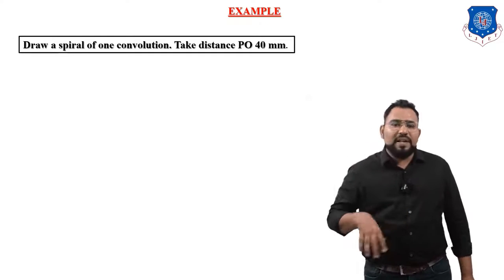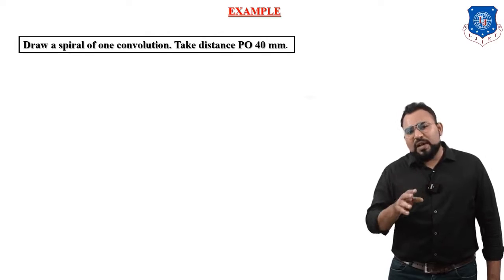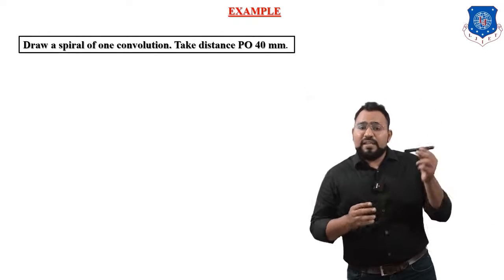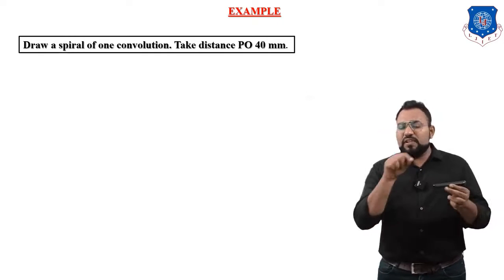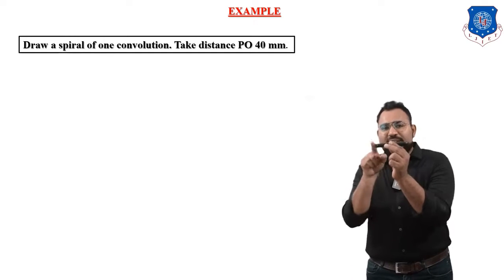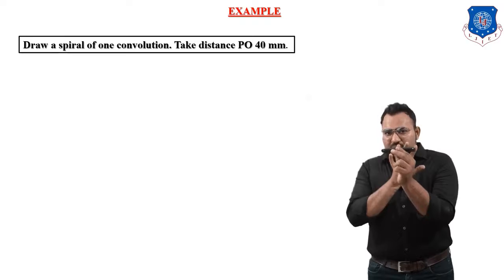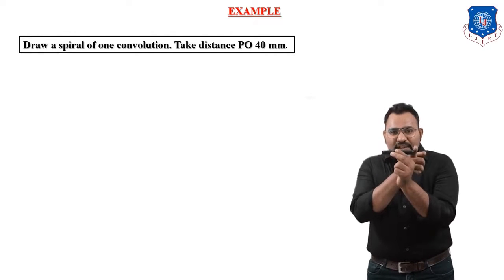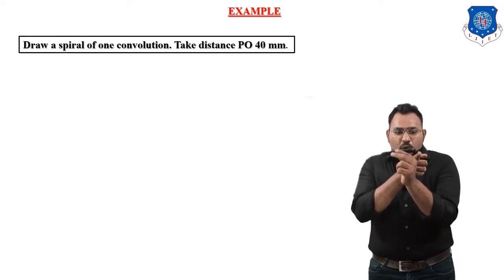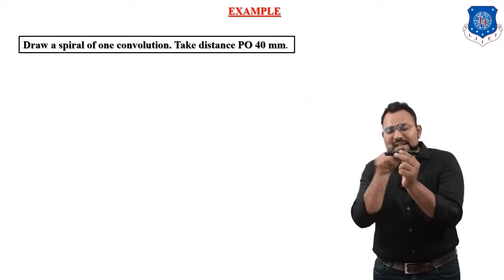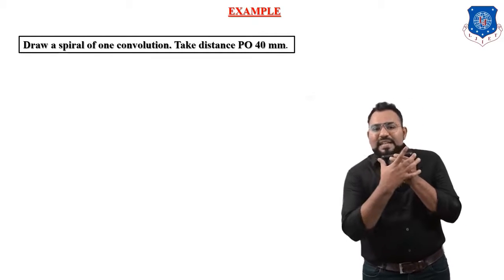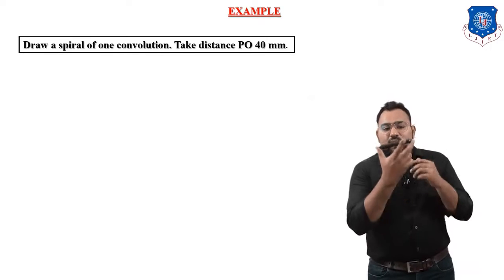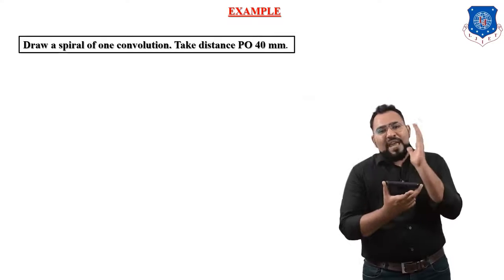Now the question comes in your mind. Here the distance PO is given 40 mm, but this distance is for what? In the definition, as you have seen, there is one fixed straight line. So we have to take this fixed straight line, and we give this straight line the name OP. If this is the fixed end, we will give the name of the fixed end O and the other side P. So this is line OP. So when he says take a distance PO equal to 40 mm, he's telling us that you have to take the length of this line OP equal to 40 mm.